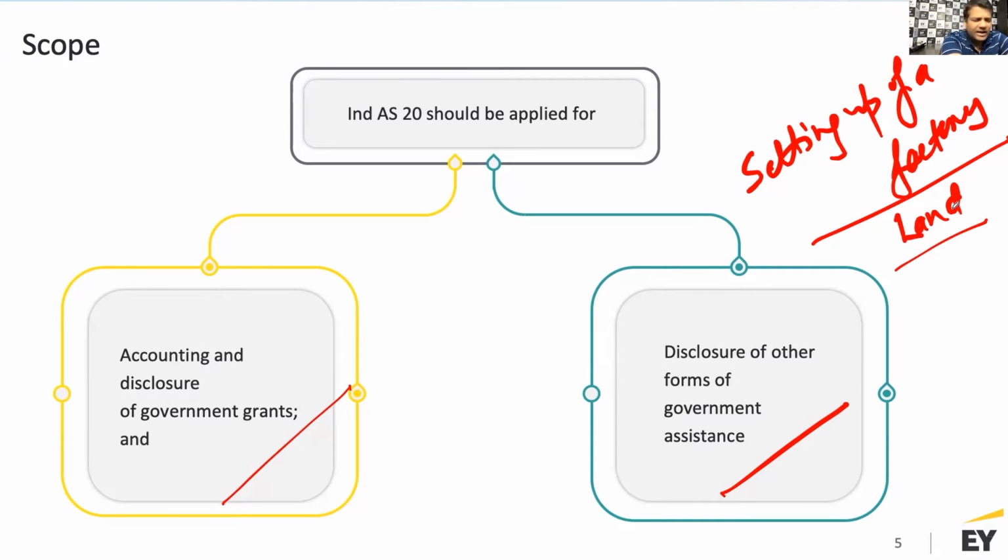Formation of an asset. Or there could be a grant which has been given in the nature of revenue generating activity. For example, we've seen many examples where governments say that I'm going to give you a sales tax subsidy, right?